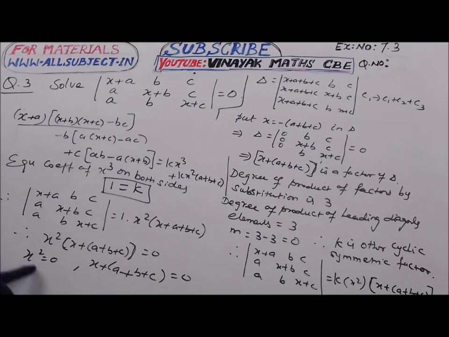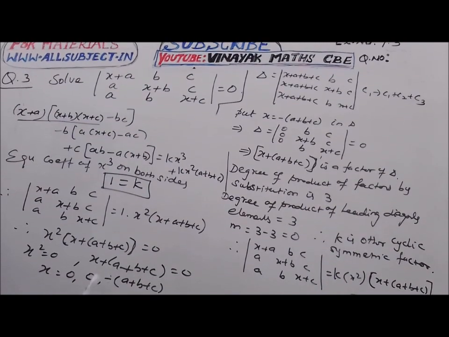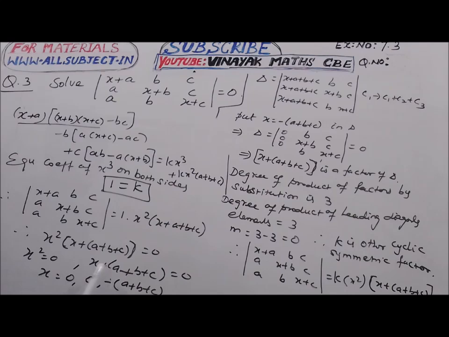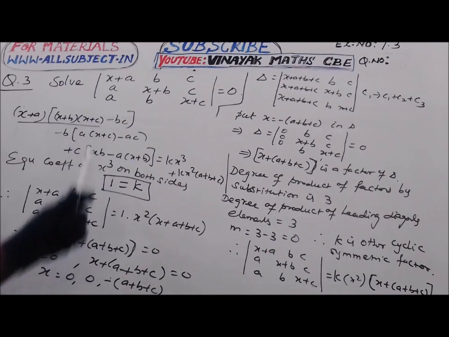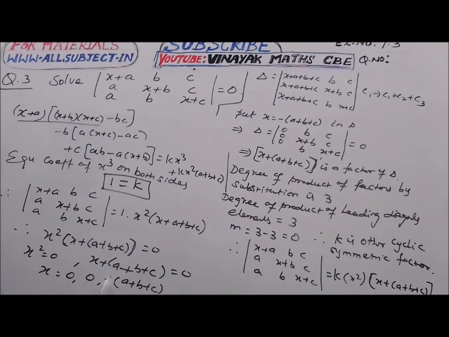Now x square equal to 0 means x is equal to 0, 0, and x is equal to minus of (a plus b plus c). Therefore, the solution of this determinant is x equal to 0, 0 and minus of (a plus b plus c), bringing a plus b plus c to the right side. So these are the solutions. x plus a plus b plus c equal to 0 means x equals minus (a plus b plus c). Therefore, the roots are x equal to 0, 0, minus (a plus b plus c).